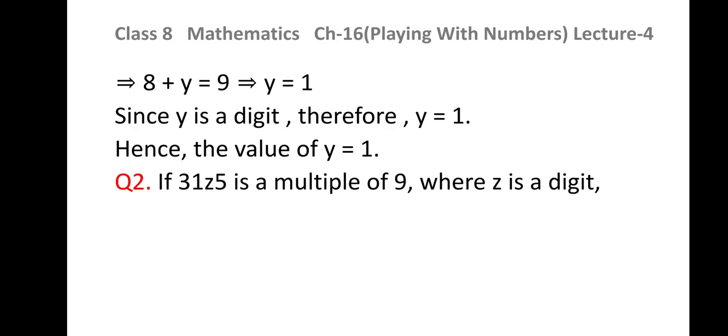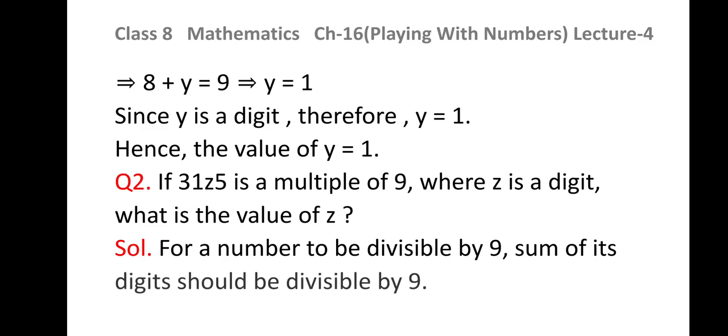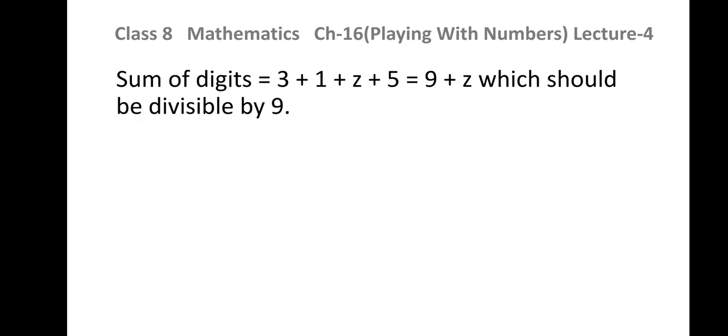And it is given that 31z5 is a multiple of 9, where z is a digit. What is the value of z? You are supposed to find the value of the unknown variable, that is z, here in this equation. For a number to be divisible by 9, the sum of its digits should be divisible by 9. Likewise, as we have done in question number 1, we are supposed to take the sum of the digits.